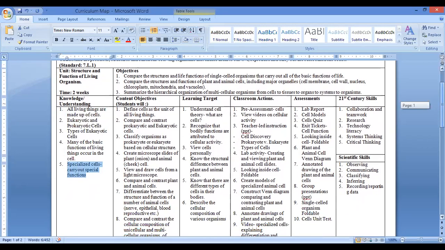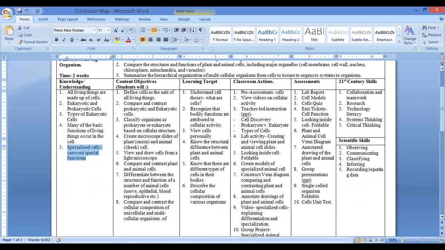Now, when we look at this, we start off with that definition, and this is what I said earlier: the unit of all living things. This is what every single living thing is made up of. We may have some that only have one cell, or we may have another one that has many different cells, but at the same time, every single living thing is made up of a cell.